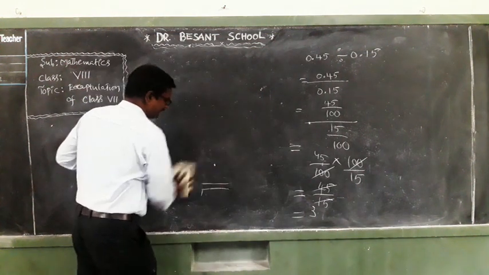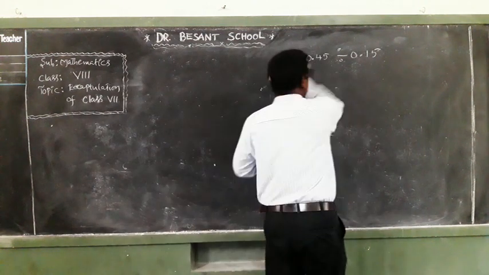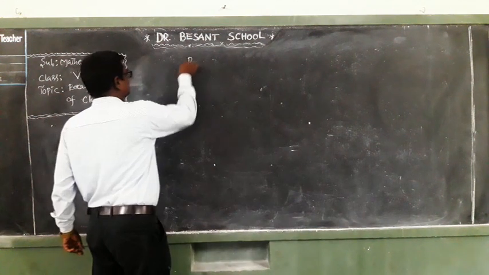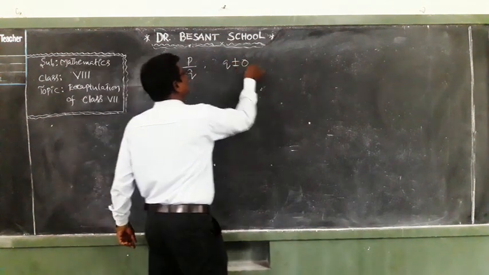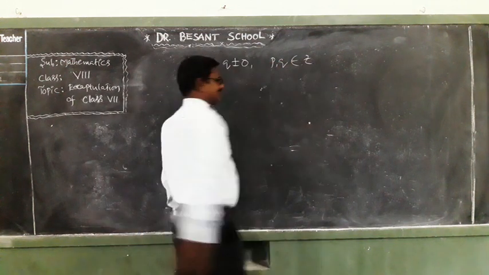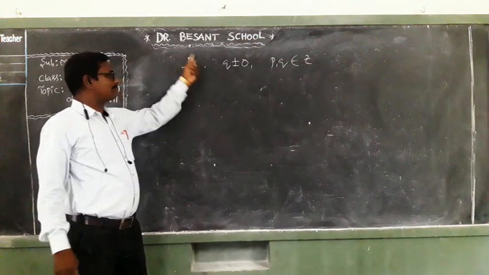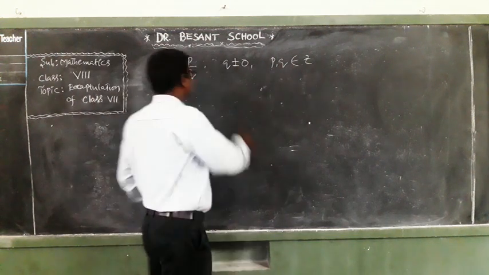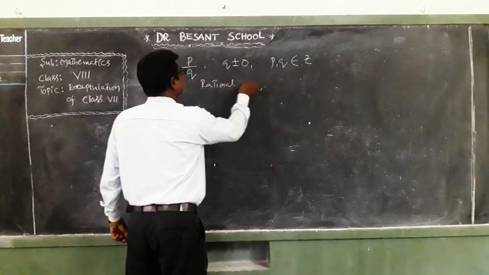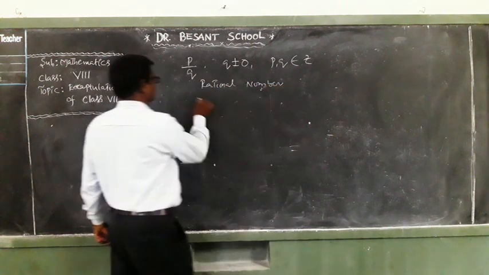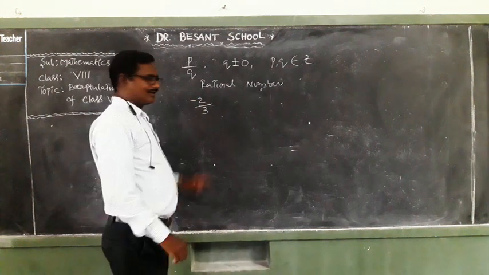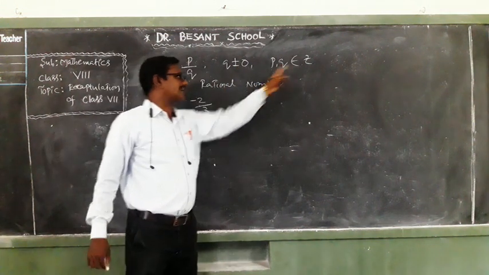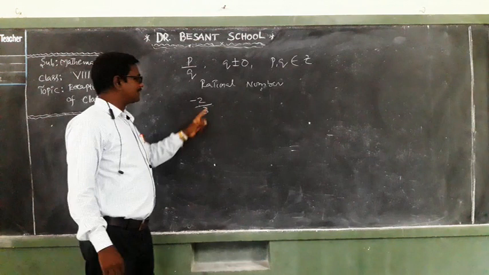That means second chapter. And also we learned about rational numbers in this chapter. Rational number means what? If a number is in the form of p by q where q is not equal to 0 and p, q are integers, that is called a rational number. For example, minus 2 by 3 is a rational number. Here q, 3, is not equal to 0, p, minus 2, is an integer, and q, 3, is an integer. So minus 2 by 3 is a rational number.